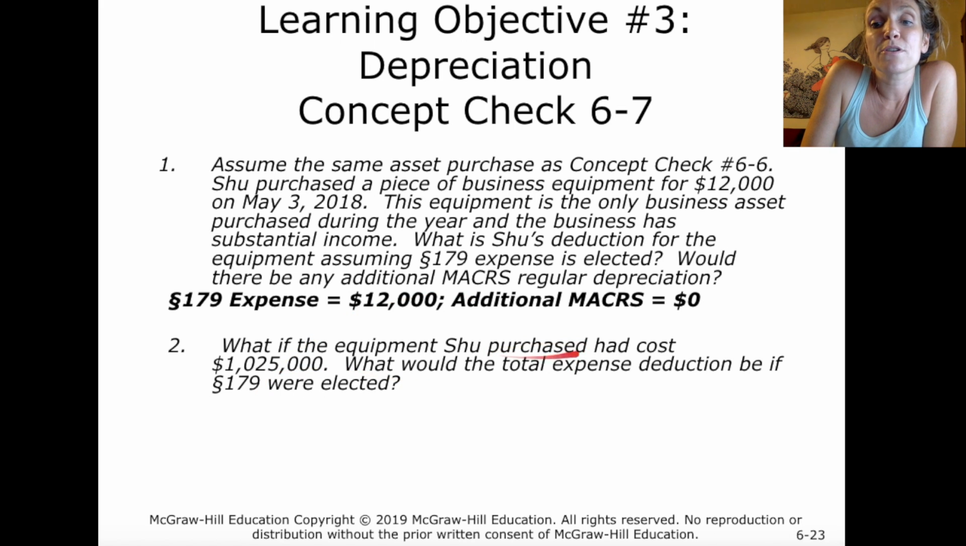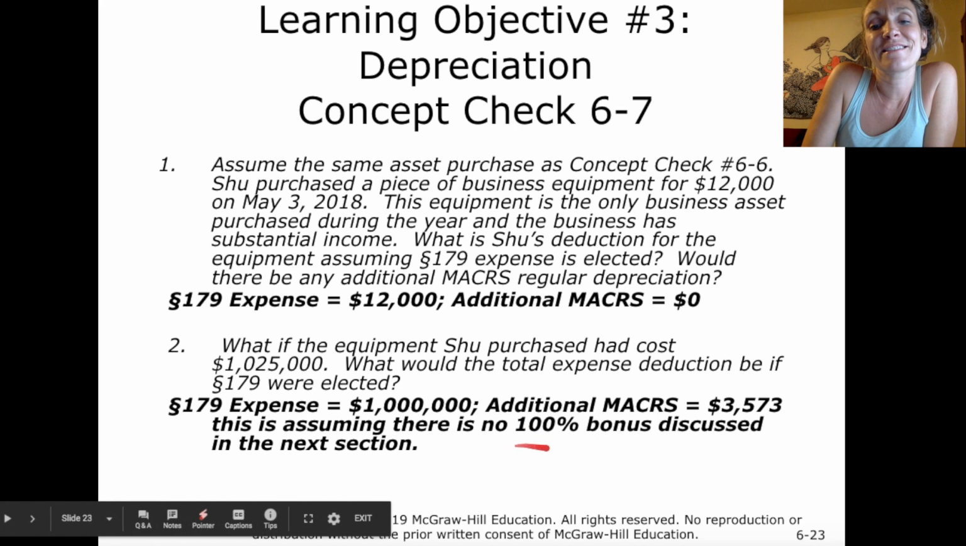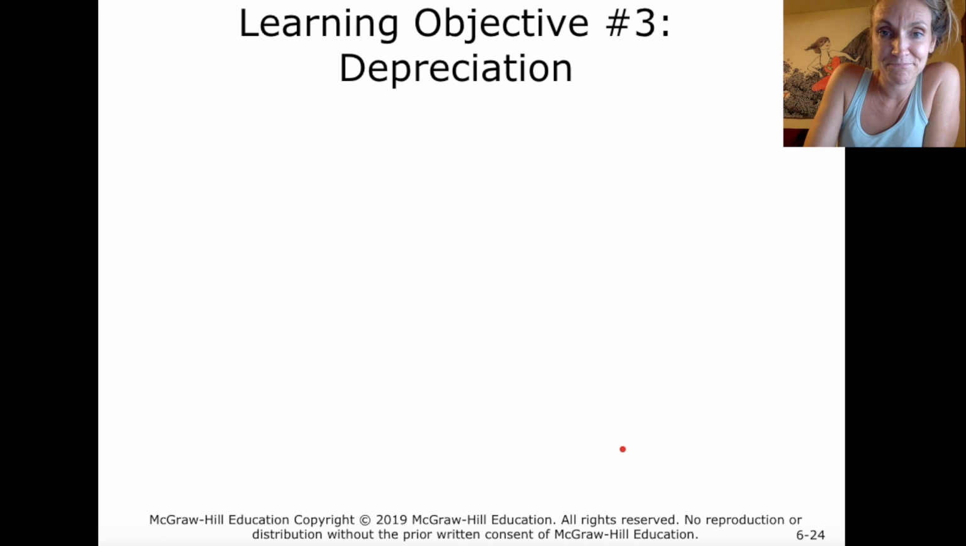What if the equipment Shu purchased had cost $1,025,000? What would the total expense deduction be if 179 were elected? So it's only going to be the limit of 1 million, and then we would calculate depreciation expense the same way on the remaining 25,000, which would come out to 3,573. However, there is a second type of depreciation expense called bonus depreciation, which we're going to talk about next.